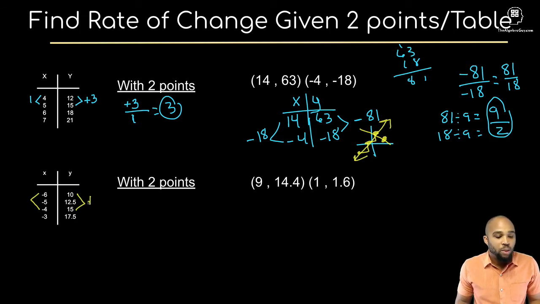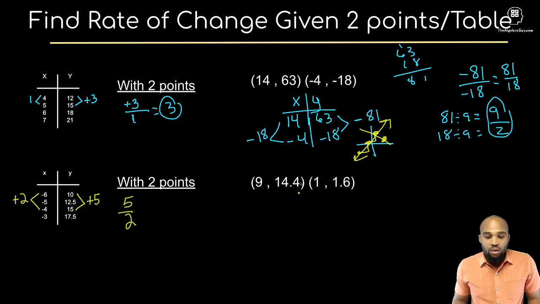So it's going up 5 here. And from -6 and -4, it's going up 2. So now I know my slope is 5/2. So it's that simple. It's the same thing here because they're all aligned, but those numbers are easier to deal with. All right, so here we got some decimals.